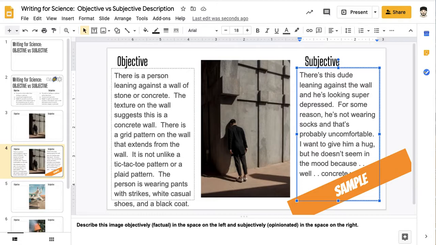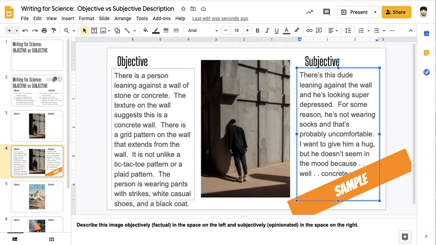It does describe the picture. There is a person, but I said dude, which suggests male, and we don't know that. That could very well be a female. That could be someone who's transgender. Who knows? That could be someone who's non-binary. We don't know. And for some reason, he's not wearing socks, and that's probably uncomfortable. I don't know, maybe it's exactly what is comfortable. Maybe they have amazing calluses on the backs of their heels, and so it makes it really easy to slip on a pair of shoes without any socks on, and it doesn't hurt at all, right?